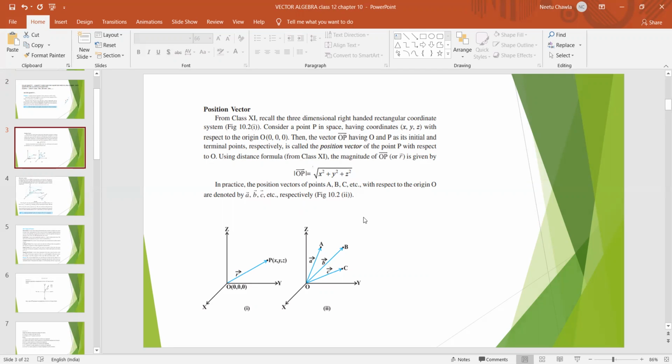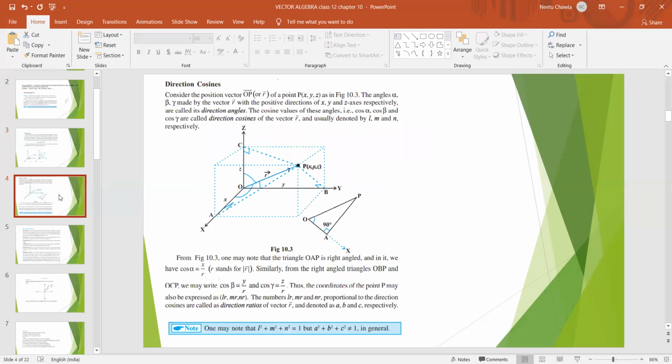In practice, the position vectors of points A, B, C, etc. with respect to the origin are denoted by a, b, and c. See here, another diagram you can see here, small a, small b, and small c. If the position vector of point A is needed, this is represented by small a, similarly small b and small c. Now let's move to another topic that is known as direction cosines.